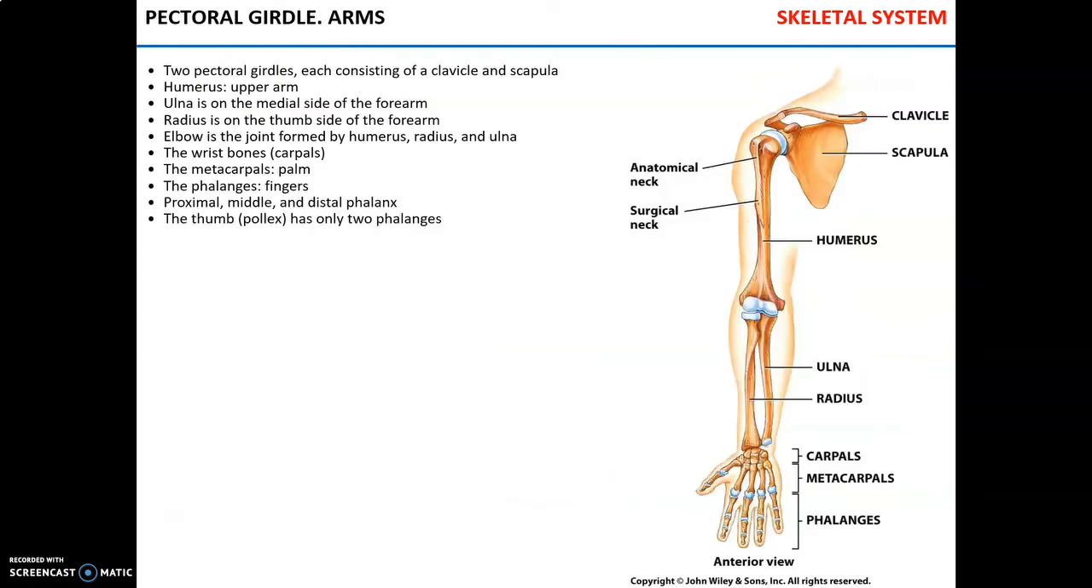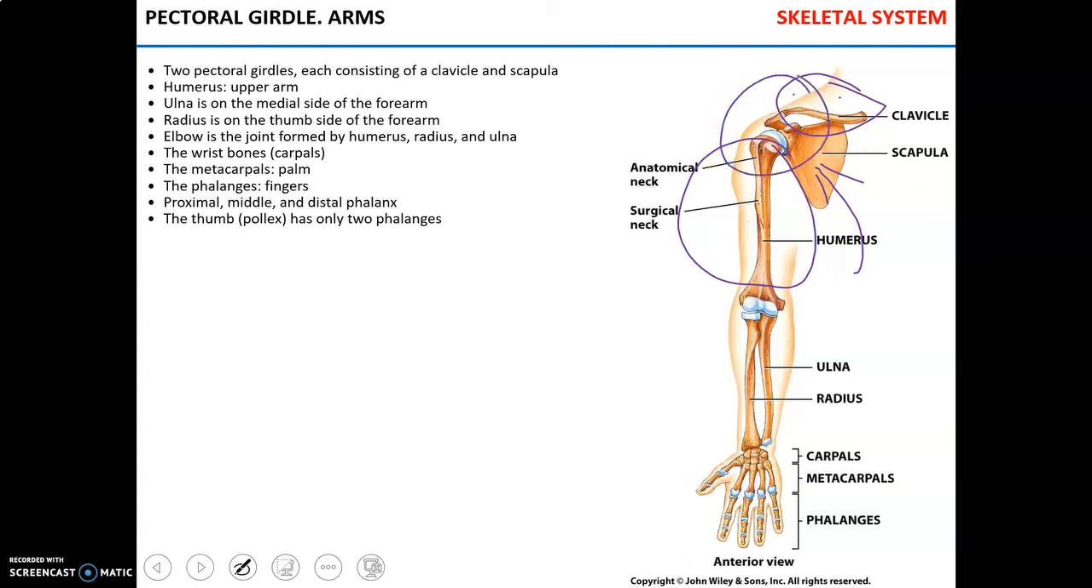Next, we're going to talk about appendicular skeleton. We're going to start with the pectoral girdle. Pectoral girdle, there are 2 of them on the right and the left side. Each pectoral girdle consists of a clavicle and a scapula. Its function is to brace upper limbs and attach them to the axial skeleton. The bone of the upper arm is humerus, which articulates with the scapula and clavicle in the glenohumeral joint.